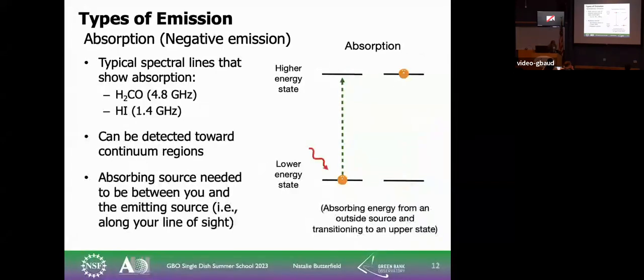The next one, absorption. As I mentioned, you need to have some type of background continuum source in order to see this absorbing material. And there are several radio lines that are pretty common for absorption. I've listed just two of them up there. So for example, HI, I've seen a lot of studies that have detected absorption in HI, as well as formaldehyde. So those are two at the radio wavelengths that are pretty common to observe in absorption. And so as I mentioned, you need to have your absorbing source in between you and the emitting source or your background continuum, so along your line of sight.